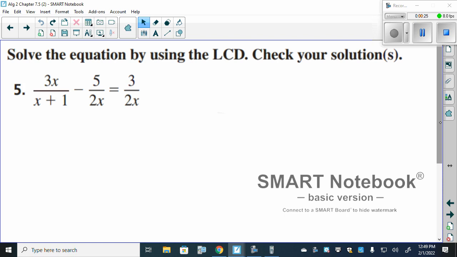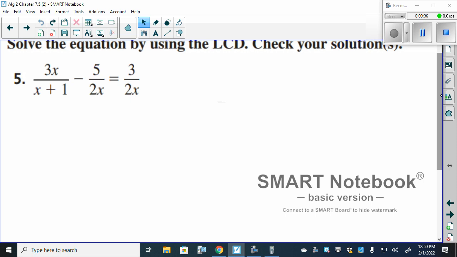So the first problem we're looking at is this one here. This is the first problem we're going to be looking at today. 3x over x plus 1 minus 5 over 2x is equal to 3 over 2x. And we want to solve this for the value of x. Now the first thing we can do in solving any of these is to find the restrictions. See what values of x would make the denominator be 0.